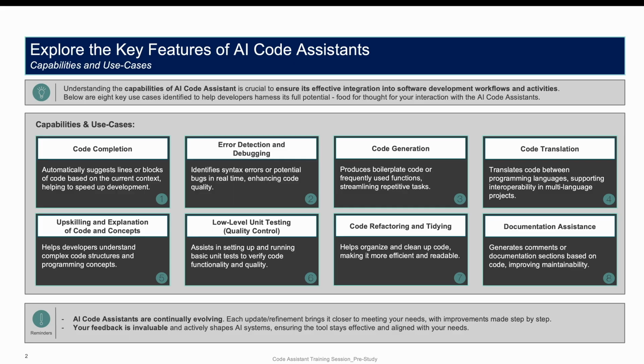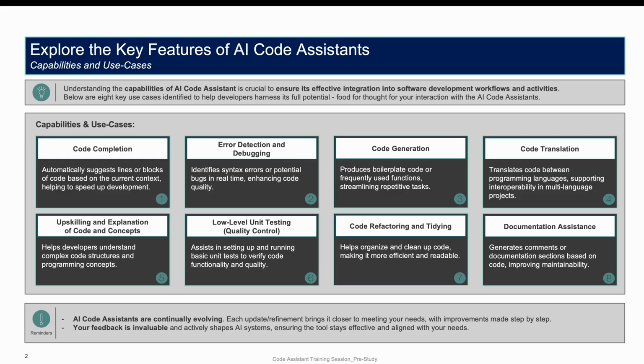The first one is code refactoring and tidying, which is another useful feature where the AI can help you organize and clean up code, make it more efficient and readable. And then finally, we have documentation assistant, which allows AI to generate comments or documentation sections based on code, which again can significantly improve the maintainability of what you've done. And imagine you having docstrings which are automatically generated for your Python functions, which are explaining their purpose, the parameters, return values, and so forth. We'll look also into this one further down within this short training.